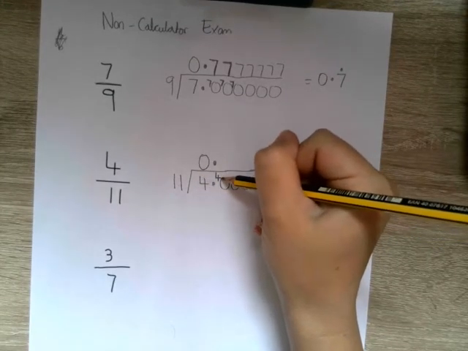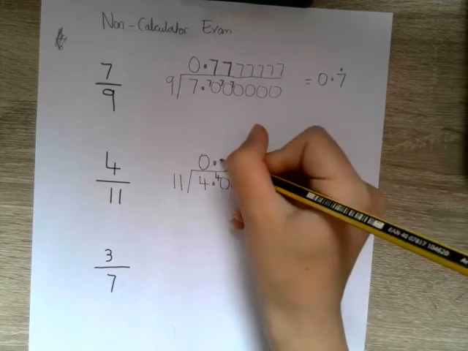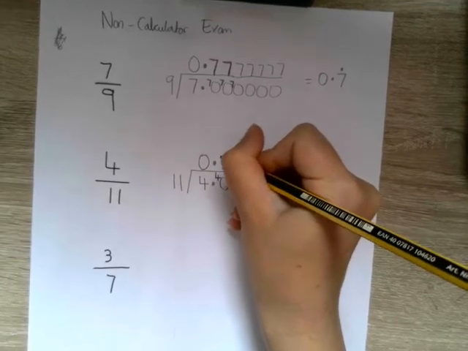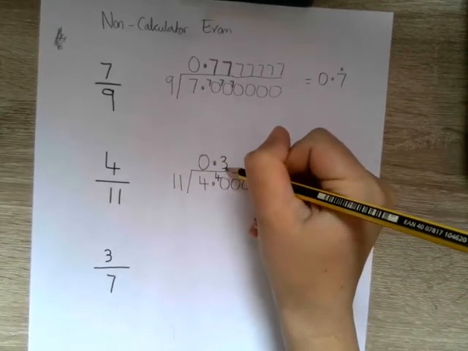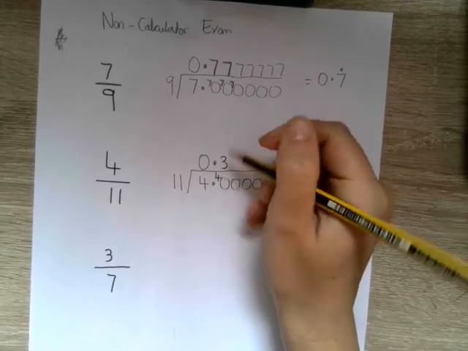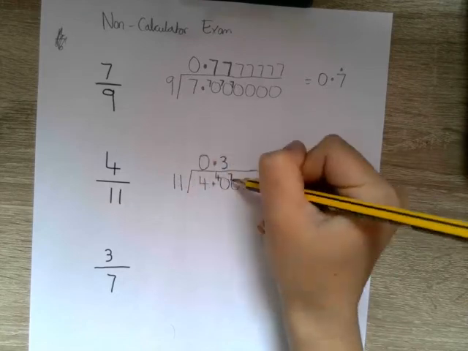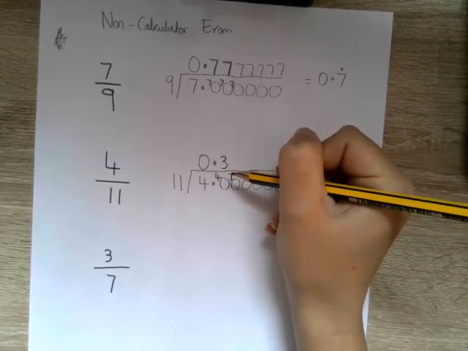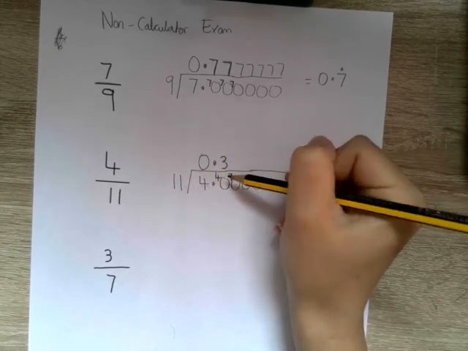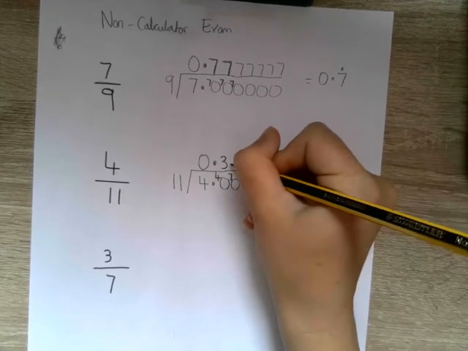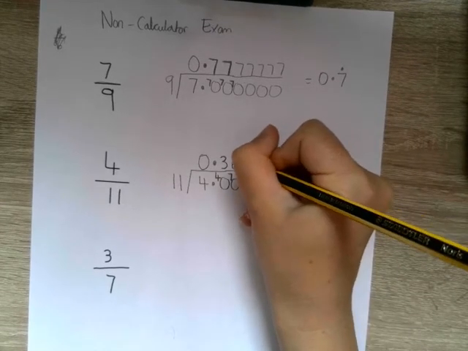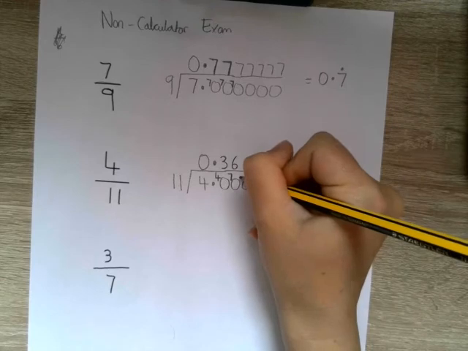Right, 11's into 40, well again it's not going to go exactly, but I know that 4 11's are 44, that's too big, so 3 11's are 33, and the remainder between 33 and 40 is a difference of 7, isn't it? So 7 is going to go there. So now I've got 11's into 70, so again it's not going to go exactly, but I know that 11's into 70 would go 6 times, because that would be 66, and then I'm going to get a remainder of 4.